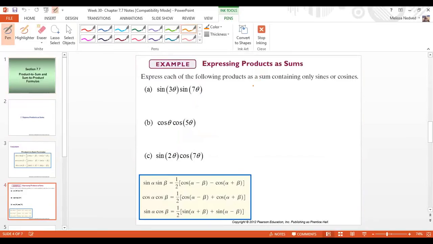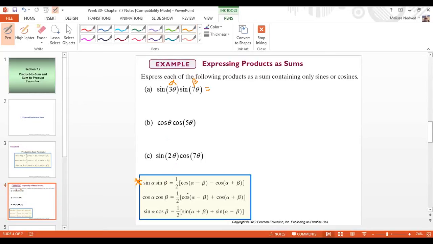And I want to express this as a sum. So I'm going to identify which of these three formulas I'm going to use. Since I have sine for both of my terms, I'm going to be using this first formula here, sine alpha times sine beta. That means my alpha here is going to be my 3 theta, and beta is going to be my 7 theta. Once we've got that, the rest really just becomes plug and chug and a little bit of simplification.